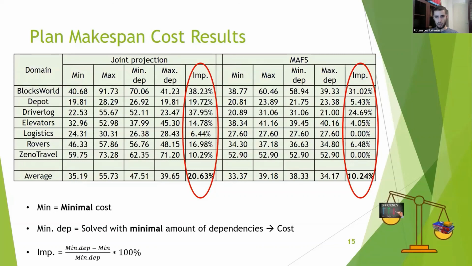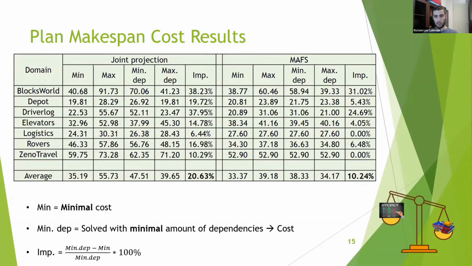I want to remind you of the trade-off between privacy and efficiency that I mentioned earlier. You can see the trade-off in the improvement column. When you publish fewer dependencies, you receive a plan that has a higher cost. Notice that on average, the improvement is only 20% for the joint projection method and 10% for MAPS. This means that the cost of the plan found with the least amount of dependencies disclosed is close to the minimal cost that was found later.